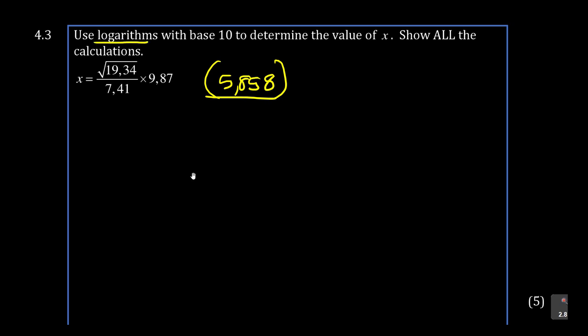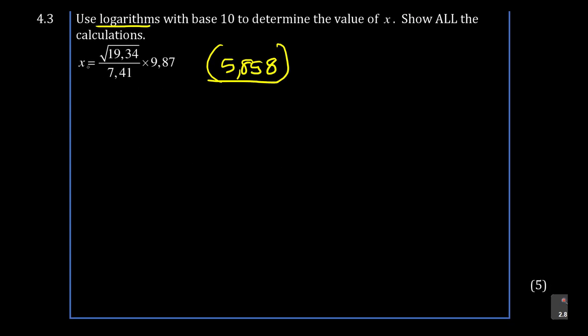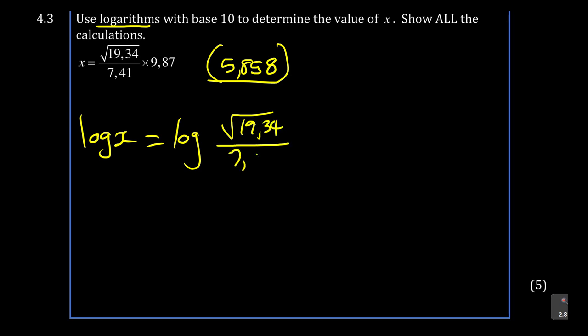So what do we do? This is how we go about it. The moment they say that, you just put logs on both sides. You say log x is equal to log of that thing, as is, square root of 19.34, nothing much, just write it as is, times 9.87. You just write it as is, and just put logs. What we just did is introduce logs. Some introduce ln, it's still allowed, but they just said logs.